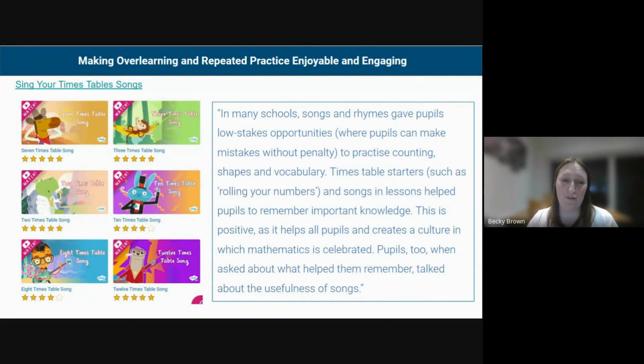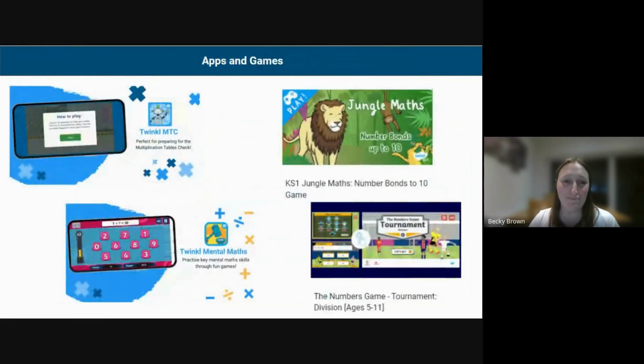Absolutely. So that is a really good way to celebrate maths culture, and that's just a few of our Twinkl characters there. We do have the whole set.